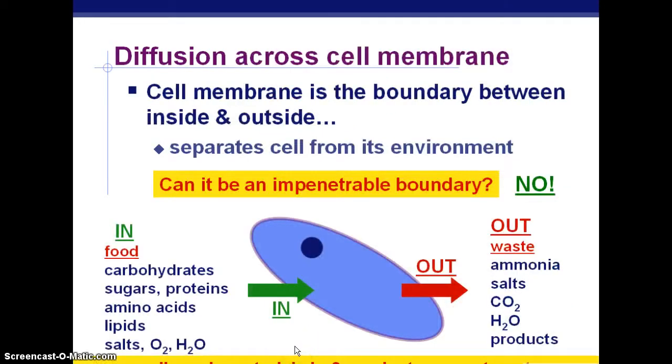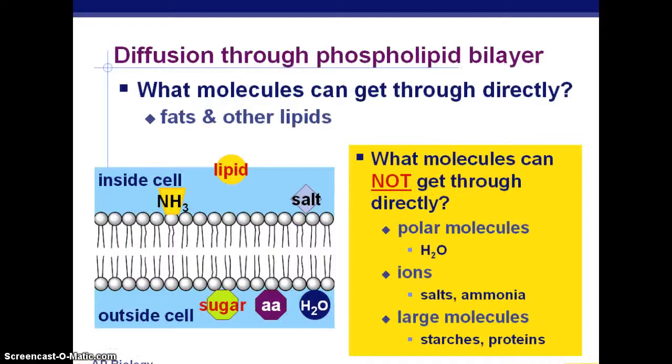So if we're talking about a cell, we can't have an impenetrable boundary that doesn't let anything in or out, because all cells need nutrients and they produce waste products. So we need to get nutrients like carbohydrates, sugars, proteins, amino acids, lipids, and salts, as well as oxygen and water into the cell. And we need to get waste products like ammonia, salt, carbon dioxide, water, and products that are made by the cell to actually leave the cell. So this is the importance of having a membrane that is semi-permeable, allowing certain things in and out.